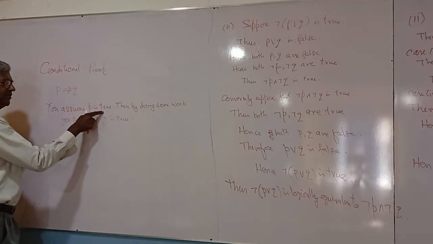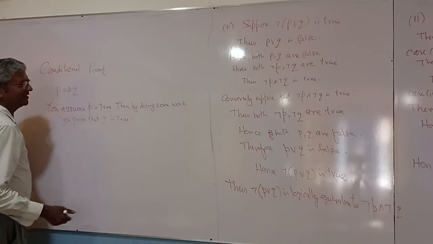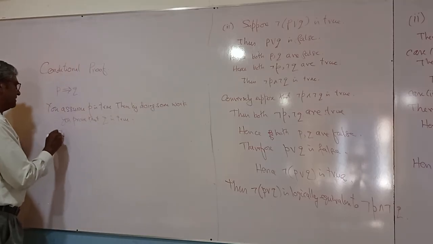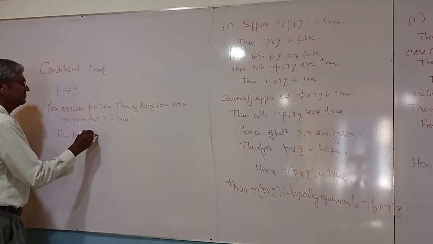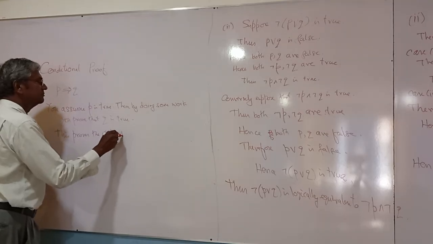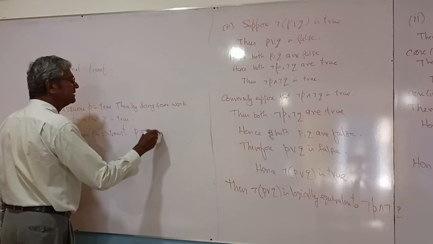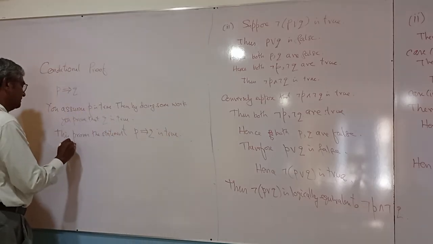You assume P is true, then by doing some work, you prove that Q is true. This proves the statement: P implies Q is true. This is called conditional proof.